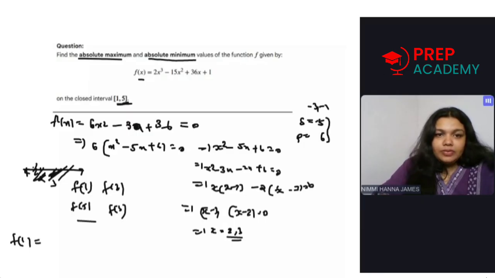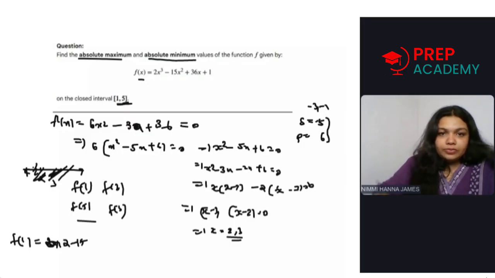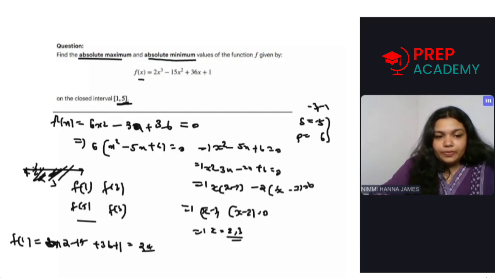f of 1 is 2 minus 15 plus 36 plus 1. So it is 6 plus 1, 7 plus 2, 9, 39 minus 10, 29. It is 24.